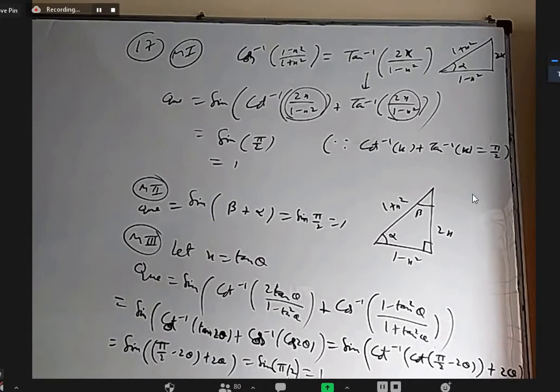Sir, yes, please. How can we write minus tan theta in terms of cot theta? Minus tan theta in terms of cot. You can write cot of 90 plus theta. Okay. Yes.